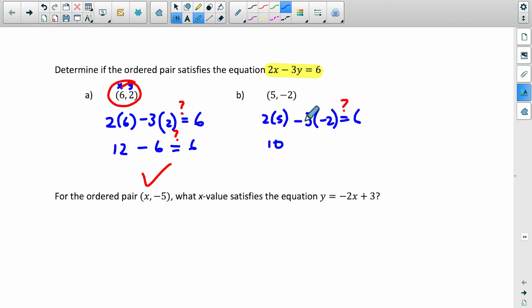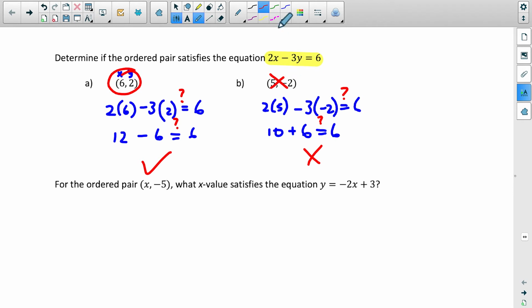Okay, there's two ways you can do this. You can do take away, and 3 times -2 is -6, and get 10 minus -6, which you could then change by adding the opposite to 10 plus positive 6. That's one way you can do it. Or the other way you can do this, and this is definitely my preference, is you go 2 times 5 is 10, then you go -3, take that sign with it, -3 times -2 equals positive 6. Either way, you get the same answer, but it kind of saves you a step if you think of it that way. And again, we're trying to find out, does 10 plus 6 equal 6? No, 10 plus 6 equals 16. So this point does not satisfy the equation.